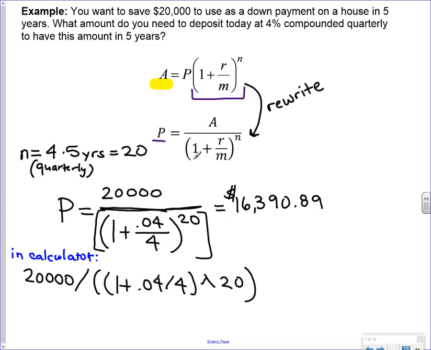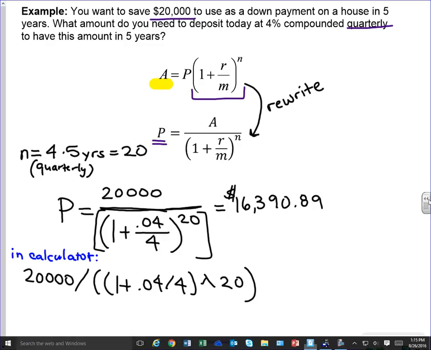So we're going to plug into this formula, because we're not looking for A in this case. We already have A, the amount we want to end with, $20,000. We want to find the amount we have to start with, the P value, the principal. So P equals 20,000 divided by 1 plus the rate 0.04, because we've got 4%, divided by 4 because this is compounded quarterly, and then raised to the power of 20. N is 4 because it's compounded quarterly, times 5 years, so 5 times 4 is 20. And then we get 16,390.89.